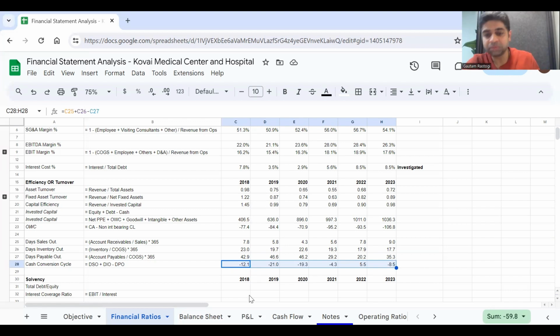Right. So if you see, they have a negative cash conversion cycle. All right. So it means that inventory is sold before they pay for it. All right. So that means the suppliers, in the true sense, are actually funding their business operations, so to speak. That's what it means. All right. And a lot of hospitals I've seen actually have negative cash conversion cycles.